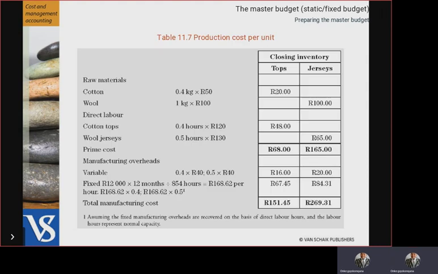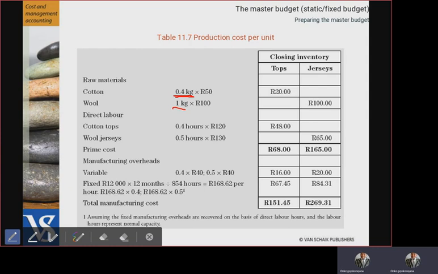So this is now our solution for the production cost per unit. If we look at our raw material, if you still remember in our material budget, we find that to make the top, it takes us 0.4 kgs and 1 kg of a wool. So multiply by the rate of the cotton yarn, which is 50 rand and 100 rand per kg of wool. So we've got 20 rand and 100 rand. Remember now we're working with the cost per unit.